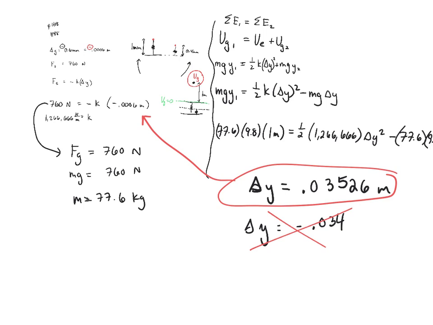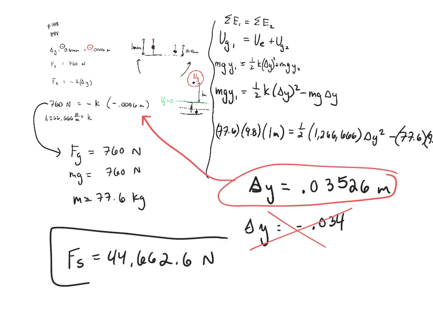Okay, so what is 0.03526 times that number going to give us? 44,662.64. That sounds good. All right, so that's our final answer. That's what the scale is going to read when you jump on it from a height of 1 meter when it's fully compressed. What's going to happen after it gets fully compressed, though?